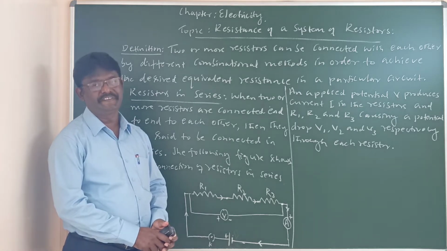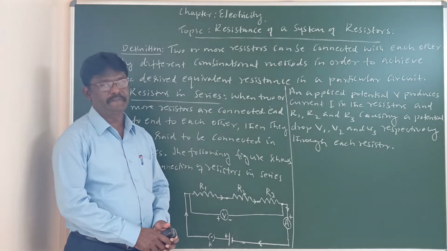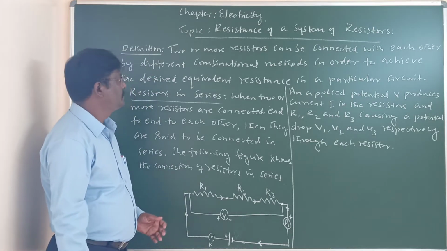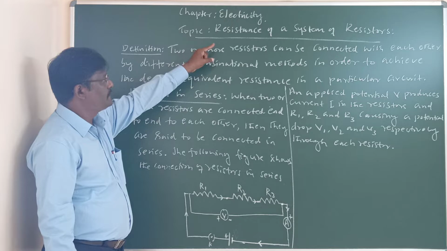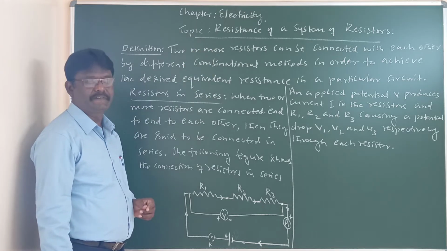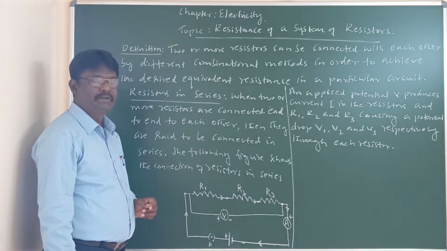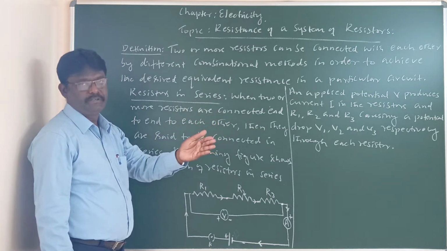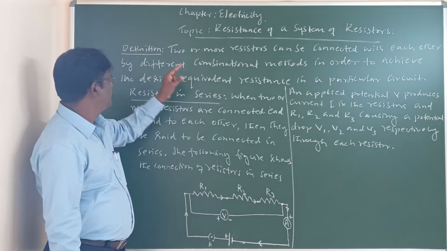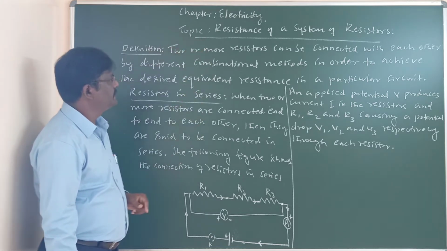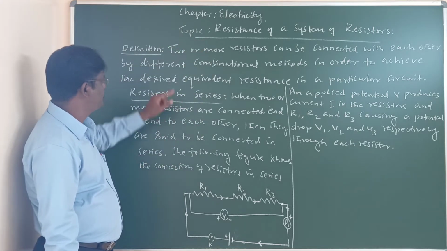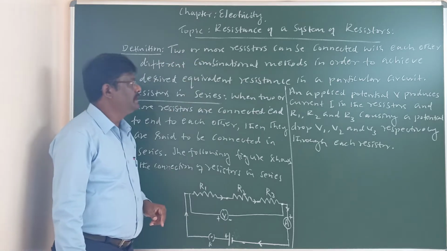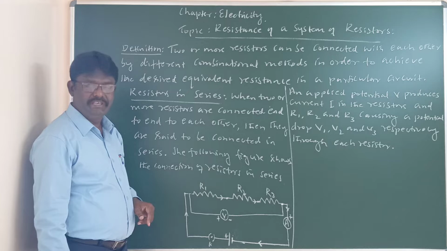And then resistivity. In today's class, we will take one more basic concept, that is resistance of a system of resistors. When we say system, there will be at least two or more than two. That's what system. Okay, hence how to define that resistance of a system of resistors. Two or more resistors can be connected with each other.